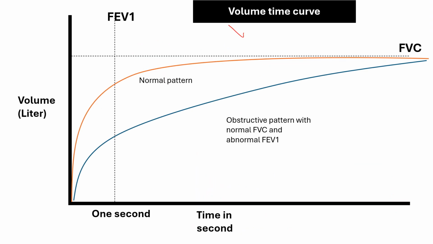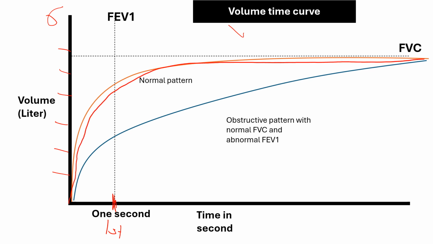Again, to emphasize the reading of the volume time curve, the y-axis here is the air volume in liters. Here is 6 liters the max, and the x-axis is the time in seconds. Here is the first second. So you ask the patient to take a deep breath, then exhale as quickly as possible. So this patient successfully was able to breathe out most of the air out of the lung in the first second, say 80%. But the patient with asthma, you ask the patient to do the same.